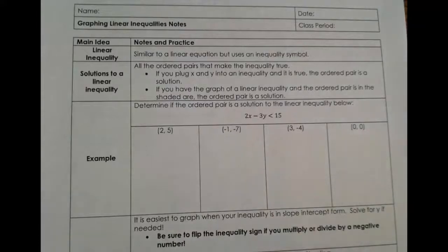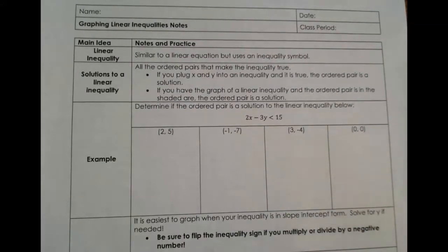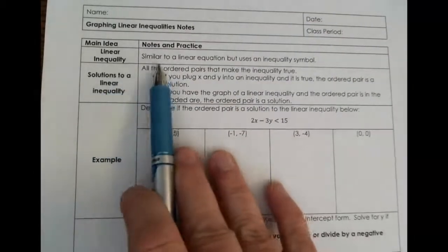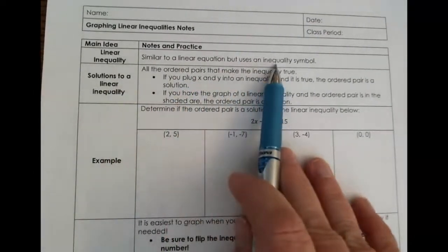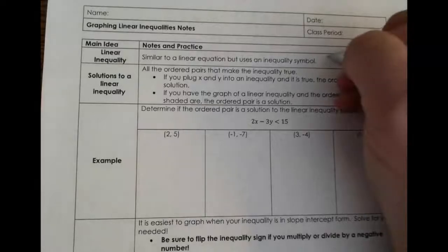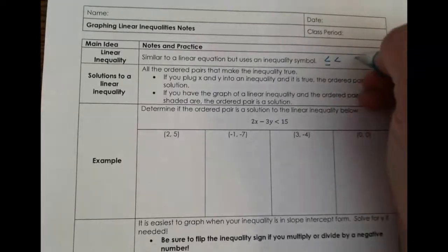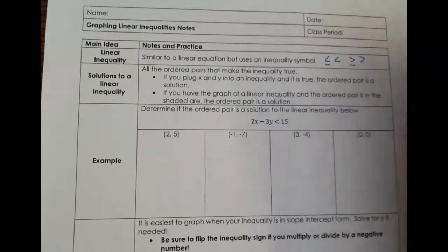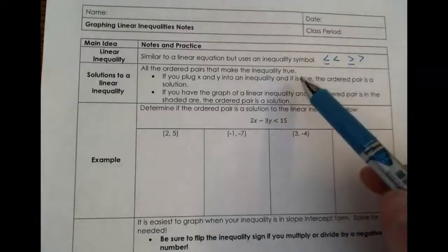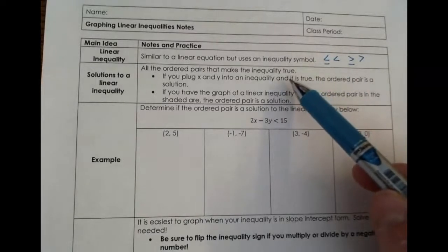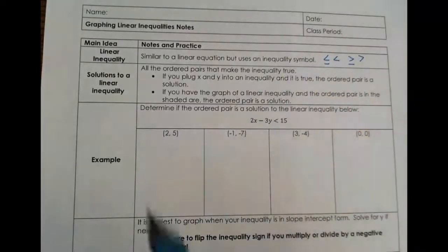Up until now, we have been graphing lines. This is very similar, but linear inequalities have shading involved with them because there's more than one solution that can make the inequality true. So a linear inequality is similar to a linear equation, but instead uses your inequality symbols. So remember, we had less thans and we had greater thans.